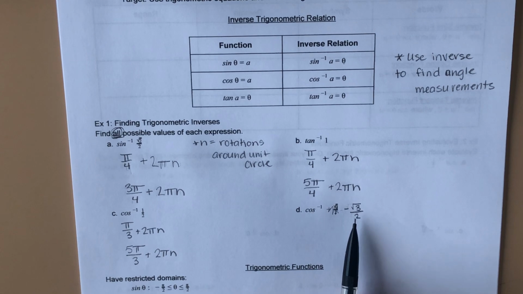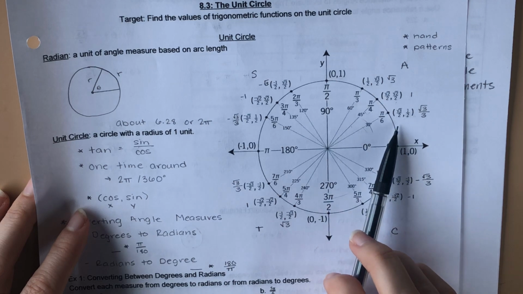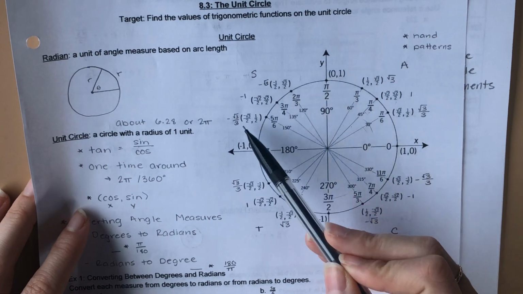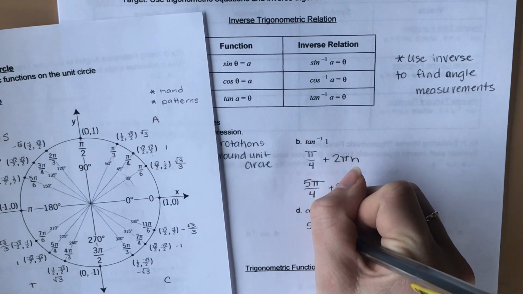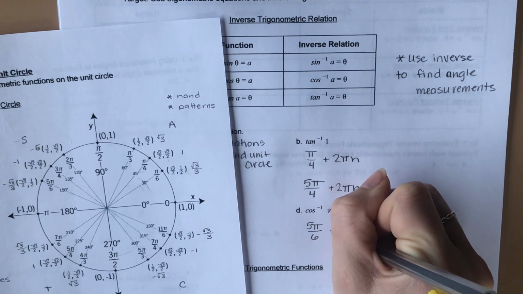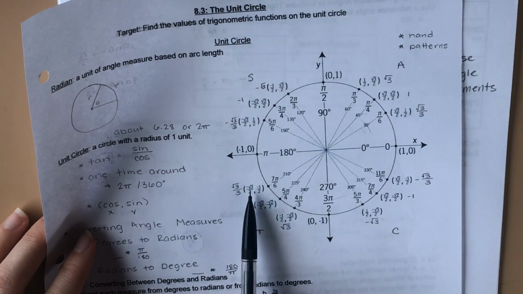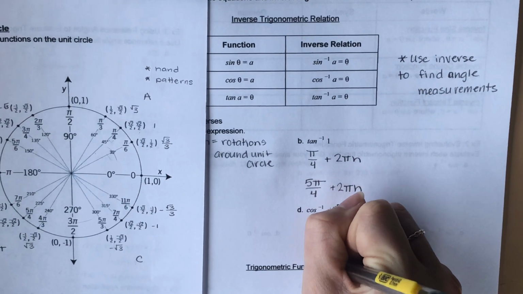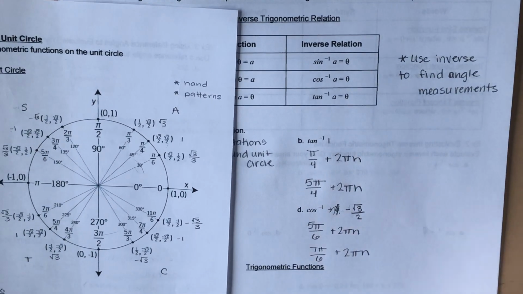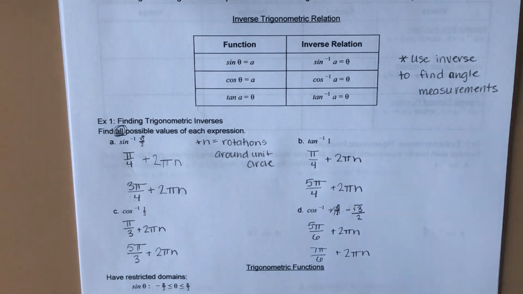All right, last one, I have -√3 over 2 for cosine. Okay, so cosine is positive here, so that won't do. I do have negative cosines here, so -√3 over 2 is going to be a 5 pi over 6. We add that 2 pi n. And then I have -√3 over 2 here, so it's going to be a 7 pi over 6. And then we're going to be adding that 2 pi n. Okay? Hopefully that's nothing too crazy for you yet.